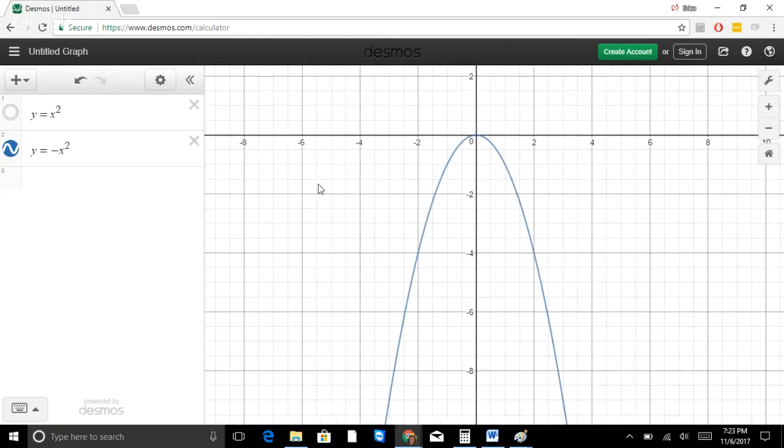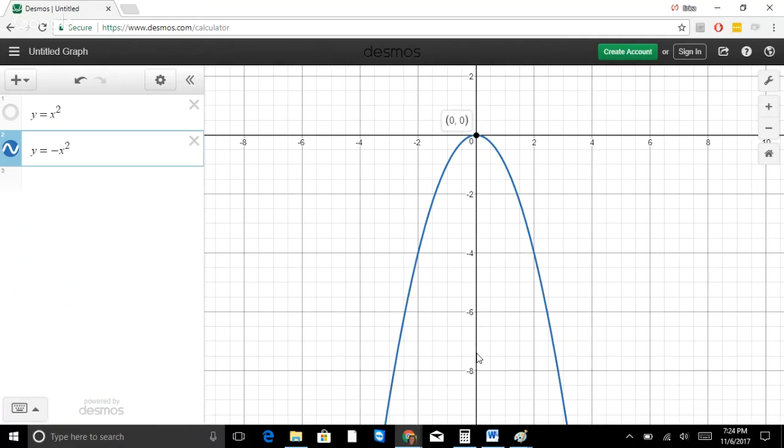So this is what I was talking about, where sometimes your vertex is actually at the top of your parabola. This particular parabola opens down, and my vertex is actually the highest point. So the vertex is usually either the lowest point or the highest point, and that depends on your leading coefficient, whether you have a negative or a positive number. The axis of symmetry, I think you can see pretty clearly here, is again the y-axis.